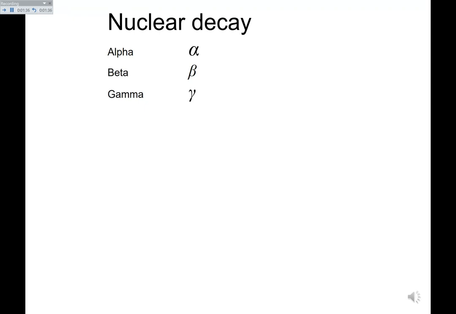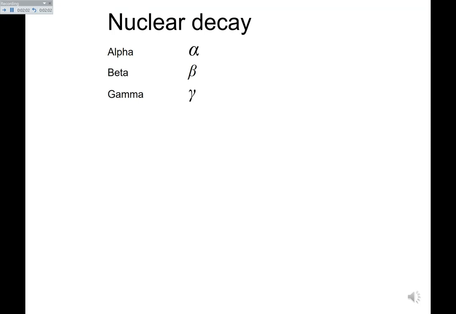Beta particles. A beta particle is just a fast-moving electron. The nucleus consists of protons and neutrons. There are no electrons in the nucleus. However, a neutron can change into a proton, and in doing so, an electron is formed and it is ejected. It's ejected at high speed.